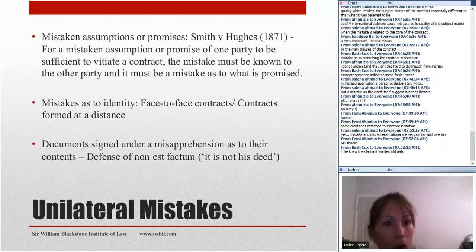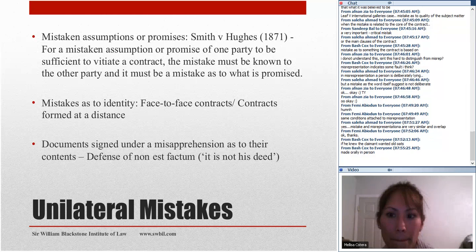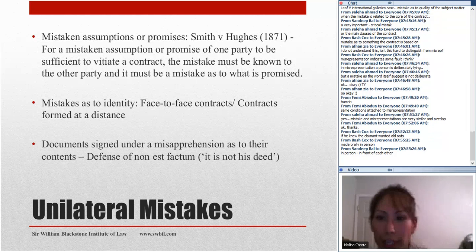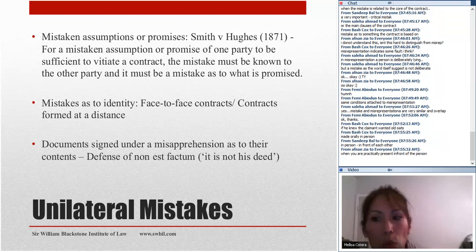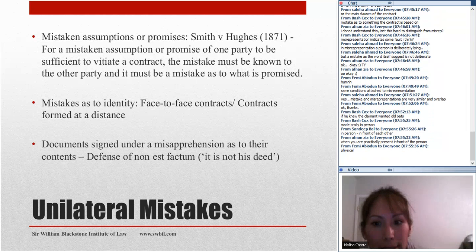Let's talk now about mistake as to identity. Within this category, we can see that there are face-to-face contracts and contracts formed at a distance. What do you understand by face-to-face contracts? In front of each other, correct. It is when the contract is formed between parties who appear before each other. Here, a presumption arises that the mistaken party intends to contract with the person before him. The result is a contract which is voidable at the option of the mistaken party.